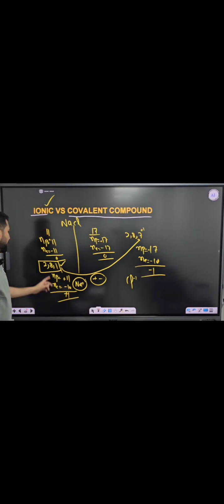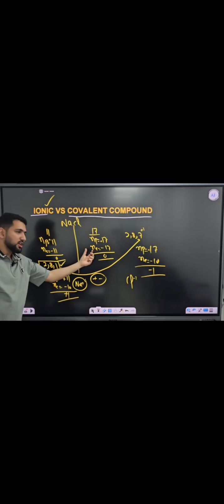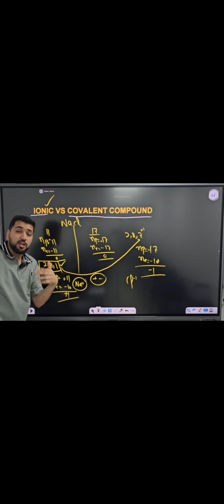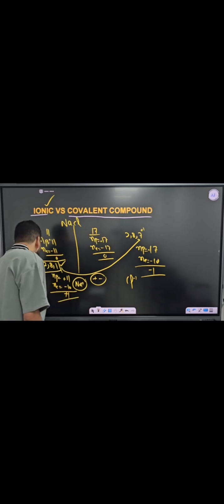Now guys, look here. Ionic compounds versus covalent compounds. First, the method of formation of bond. In ionic compounds, what happened here? There is complete transfer of electrons. Sodium is completely losing one electron. Chlorine is completely gaining one electron. So I can say the method of formation is complete transfer of electrons.